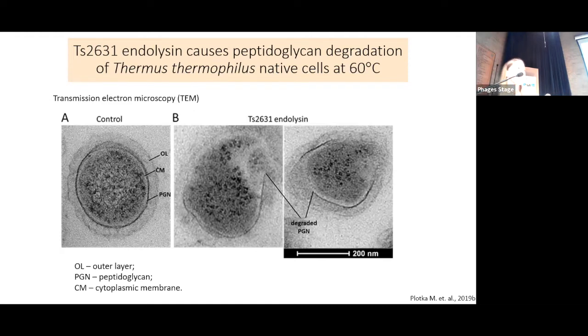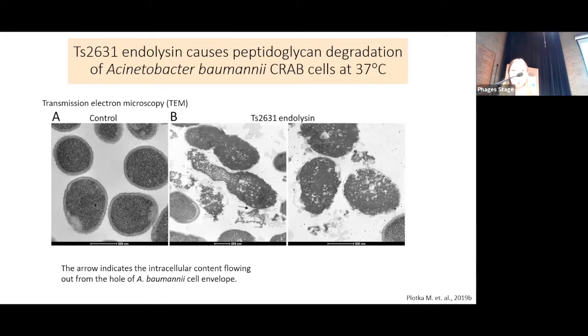And here in panel A, we can see the native cell. And here after treatment with TS2631 endolysin. And the same experiment was repeated on Acinetobacter baumannii at 37 degrees Celsius. And here also we can see native cells, and we can see that this endolysin also works at 37 degrees Celsius.